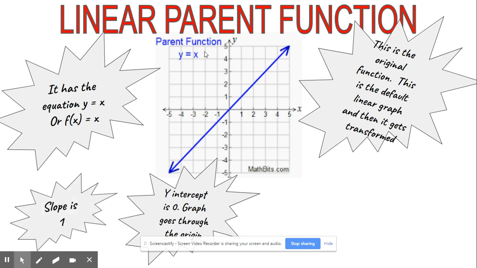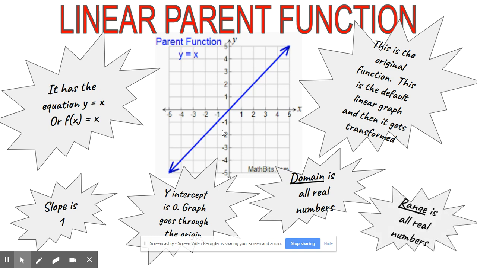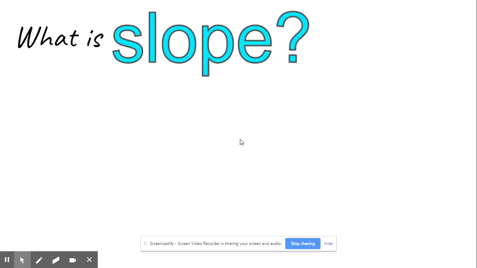Okay, your slope is 1. You know that when you don't have a number next to your variable, your coefficient is 1. And again, you know that because rise 1 over run 1, 1 divided by 1 would give you a slope of 1. The domain, since it's going in both directions, you don't know when it stops. That's all real numbers. And same thing, if it's going all the way up and down, you don't know where it stops. So your range is also going to be all real numbers.